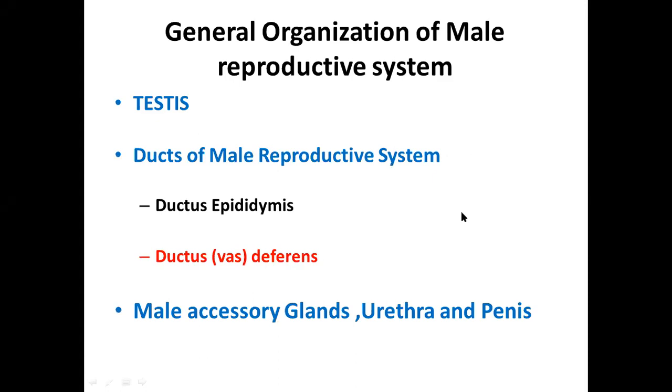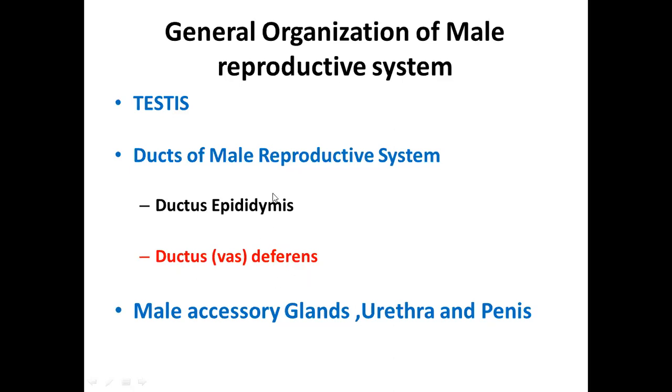the components of the reproductive system which we have to cover today include the testes, the whole structure of the testes, then the ducts of the male reproductive system. There are some other ducts as well which we will discuss, but two of the main ducts are ductus epididymis and ductus deferens or vas deferens.